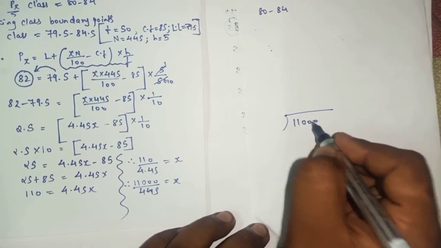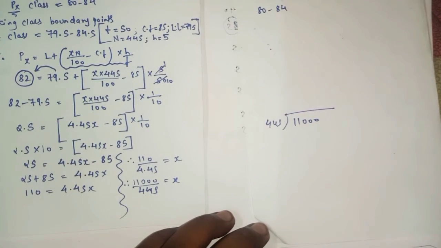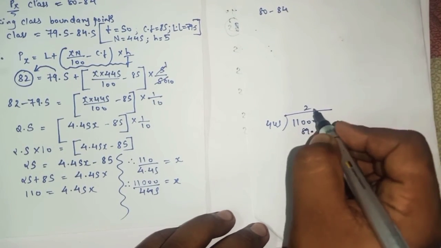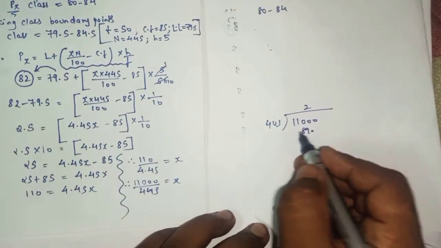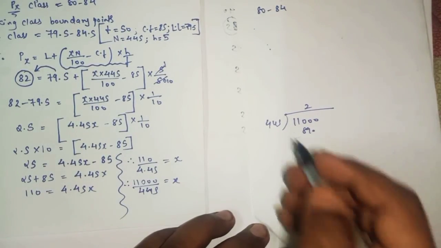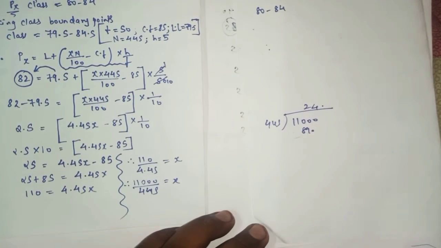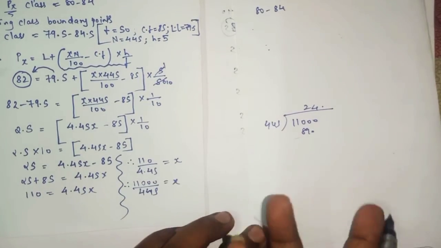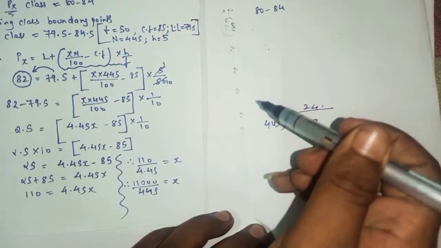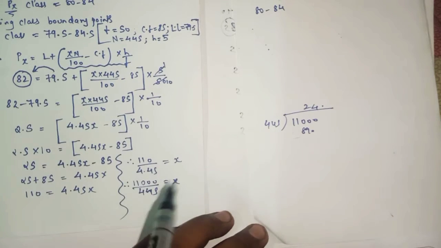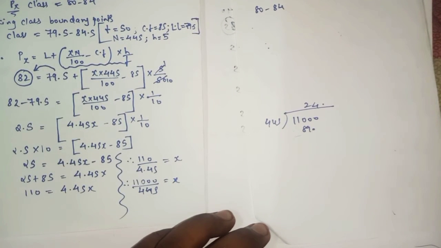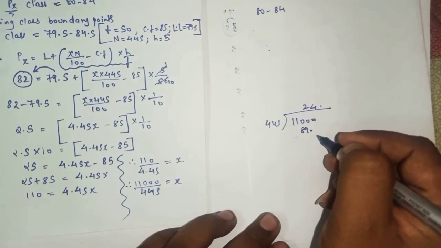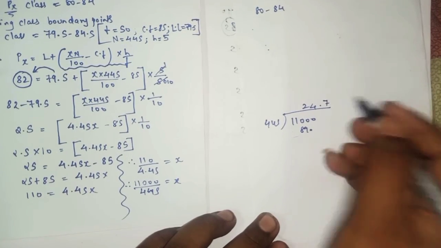So 1100, 445. So 445 twos are 890. Then after that you will get minus, then 445 fours are, then the decimal will come, or else reduce this number and then divide, it is on you. If you want to divide directly and find the answer, it is on you. Reduce or else direct divide. So 24 point, so here you will get 7.